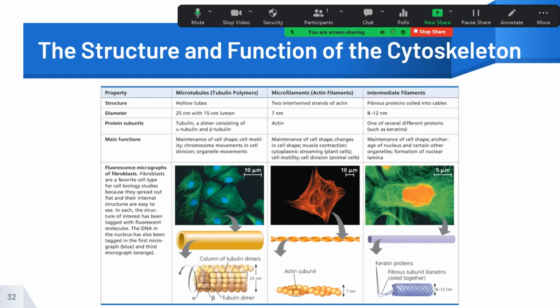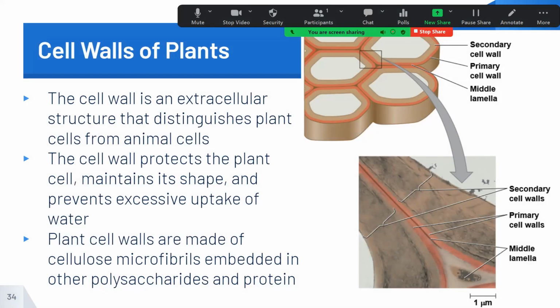So those filaments and fibers give the shape and the structure within the cell, especially when we're talking about animal cells that don't have a cell wall. So animal cells are going to have that cytoskeleton. And plant cells, of course, the thing that distinguishes a plant cell from an animal cell is the cell wall of the plants. Animal cells do not have that cell wall, which is made up of mostly cellulose microfibrils, and it helps to protect the plant cell and maintain its shape.